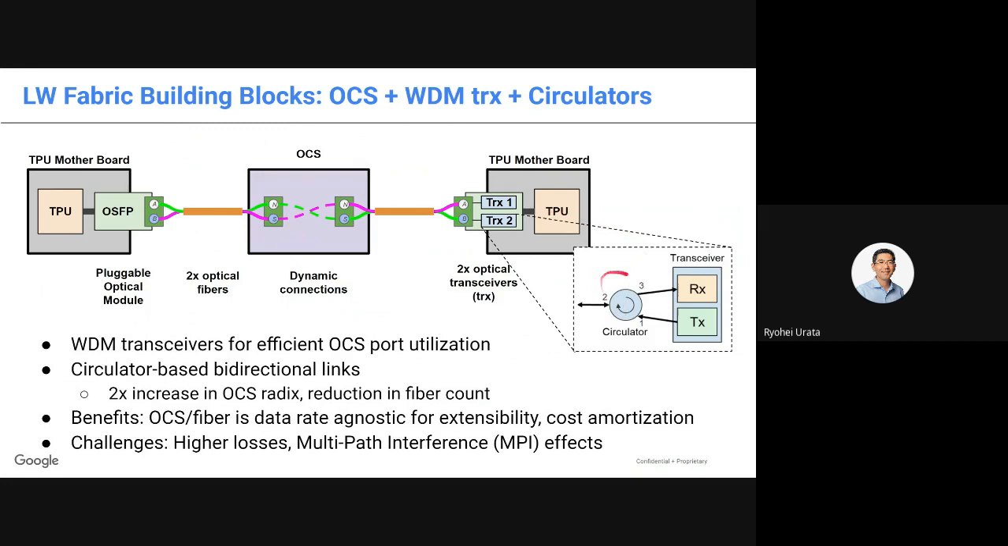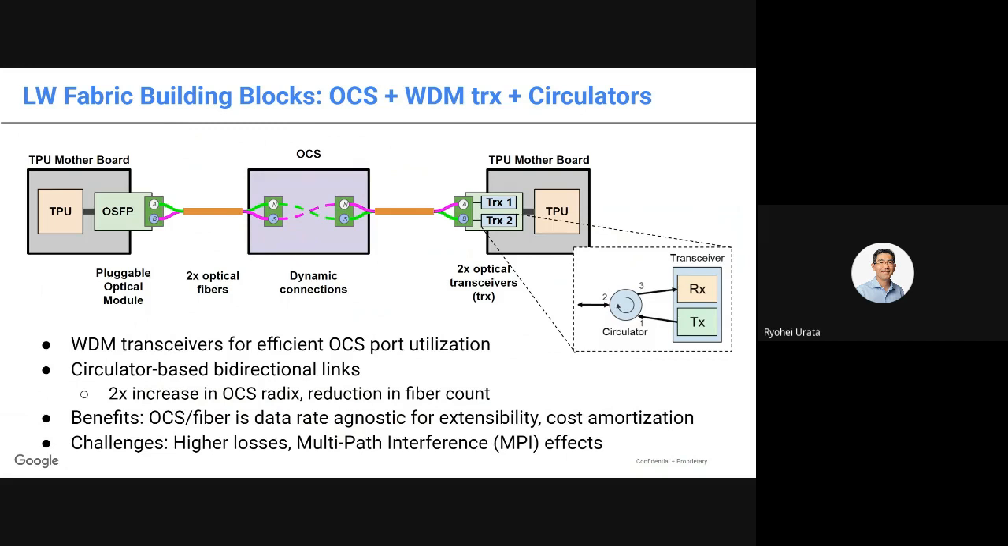Now, in addition, we use circulators here, which is a non-reciprocal optical device allowing bidirectional communication on a single fiber and OCS port. This allows an increase in the OCS radix by a factor of 2, as well as a reduction in the fiber count, which we like. The additional benefits of this approach are the OCS and the fiber are, in general, data rate agnostic. So you can use the same hardware over multiple generations of interconnect.